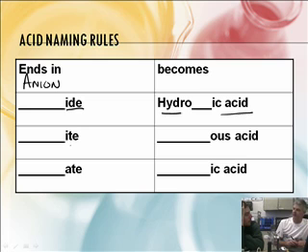Okay, so let's do that on the next page. Let's just go through the examples. If it ends in -ite, it becomes an -ous acid. And if it ends in -ate, it becomes an -ic acid. All right. You need to copy this down, and you're going to see how this all works. -ate becomes -ic, -ite becomes -ous, -ide becomes hydro-ic. That sounds weird, but it's still cool.